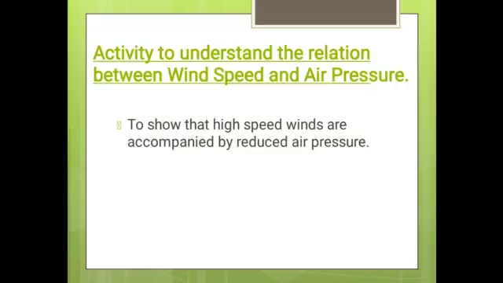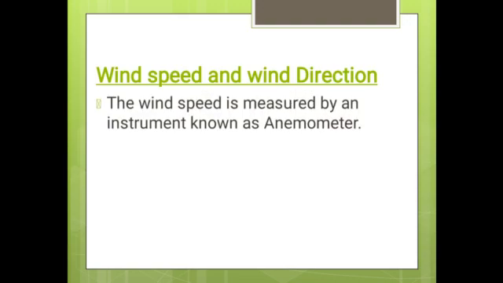So what we have learned in the video is that high-speed winds are accompanied by reduced air pressure. Now moving to the next topic, wind speed and wind direction. Wind speed means how fast the air is moving. The wind speed is measured by an instrument known as an anemometer.